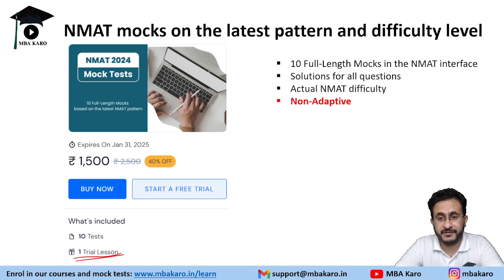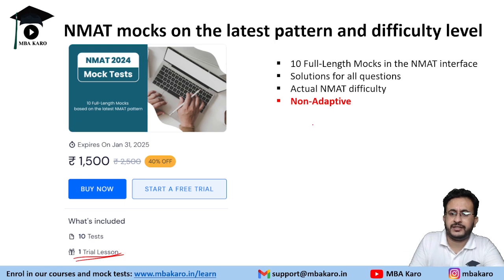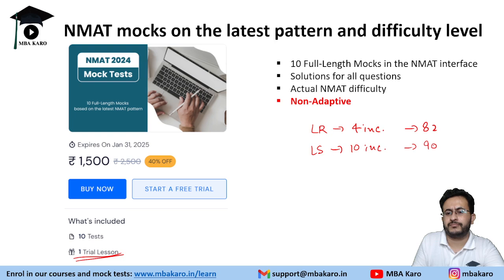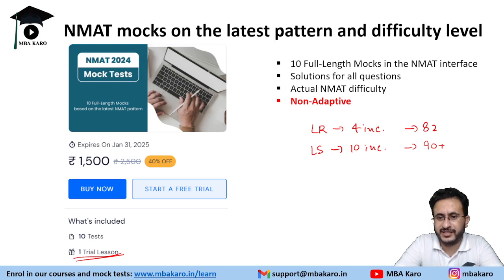However, they are non-adaptive in nature since no one is aware of the scoring pattern. One should not worry about the scoring pattern and must focus on the knowledge part instead. Because if you saw this test attempt, in LR I got 4 incorrect and my score was 82. In VA or LS language section, I got 10 incorrect and still I got 90 plus score. So it is very absurd, right? 4 incorrect and just 82 marks, 10 incorrect and still 90 plus.